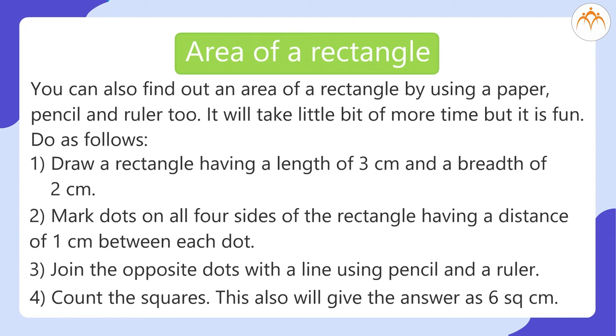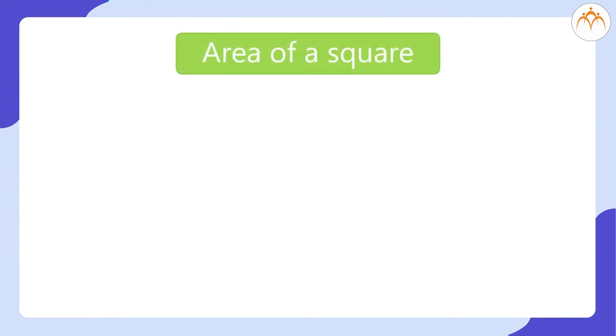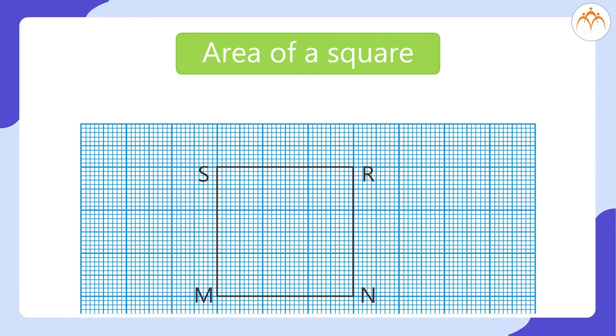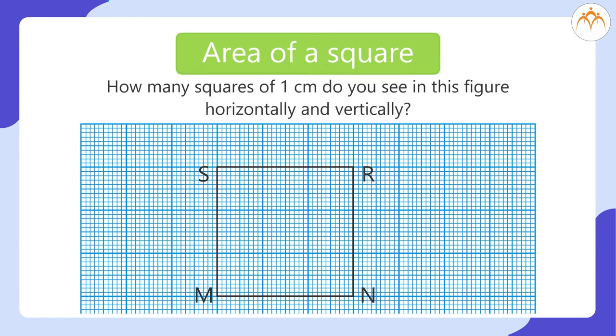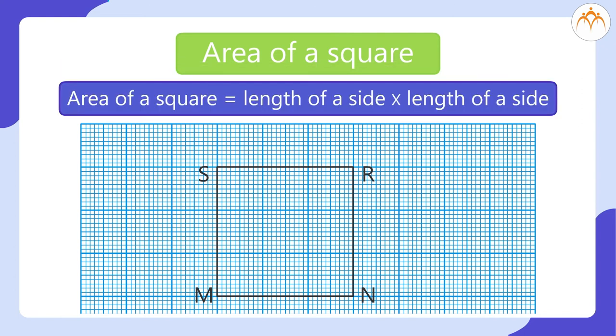Similarly, you can calculate the area of a square. Area of a square. See the figure MNRS. So tell me, how many squares of 1 centimeter do you see in this figure horizontally and vertically? The formula for calculating the area of a square is as follows. Area of a square is equal to length of a side multiplied by length of a side.